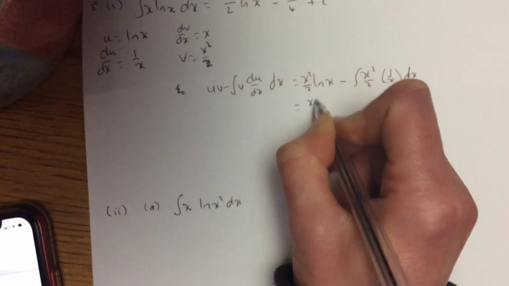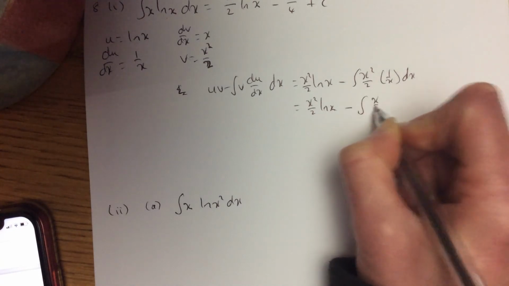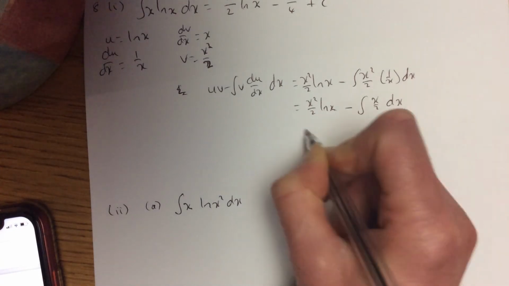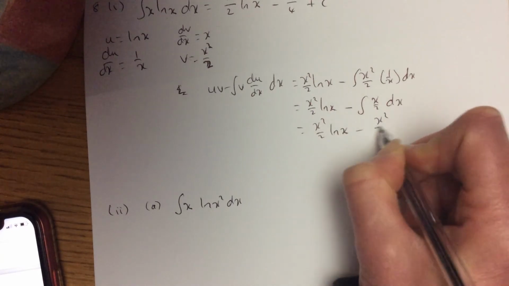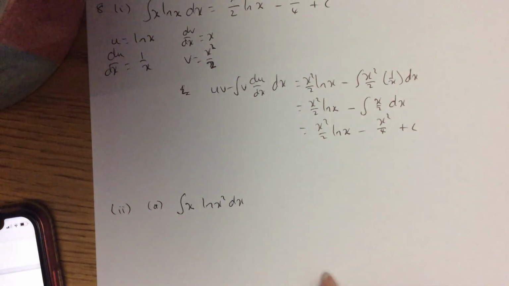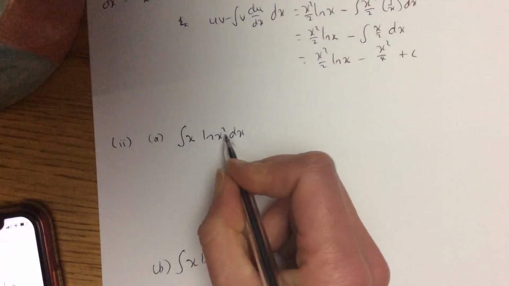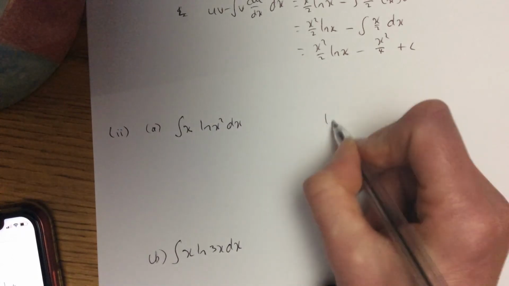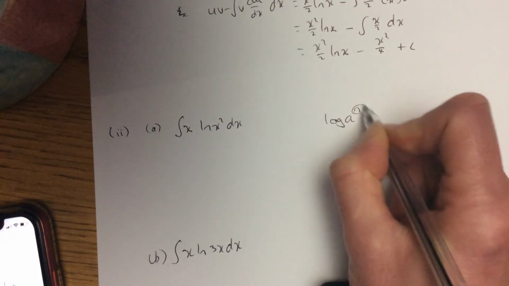So tidying this up, it's x squared over 2 log x minus the integral of x over 2 dx. So to integrate the far side, you add 1 and you divide by it, and don't forget your c. Part 2, we're going to play around with the log rules. Do you remember one of the rules of log is if you had a power, you could bring it forward.